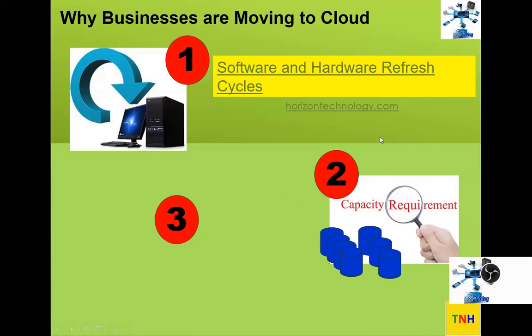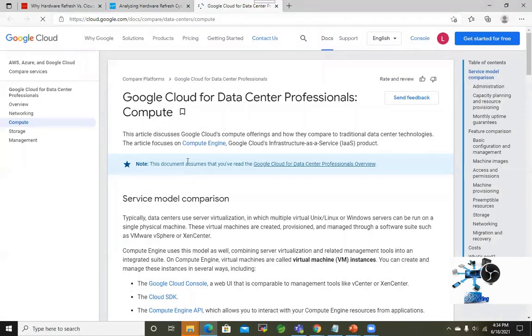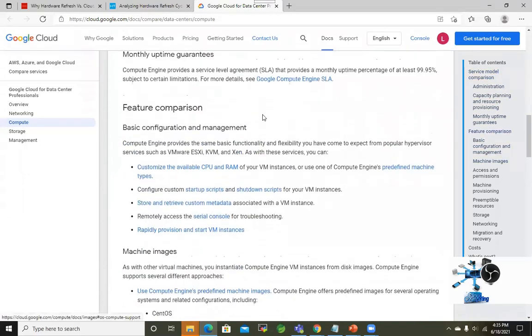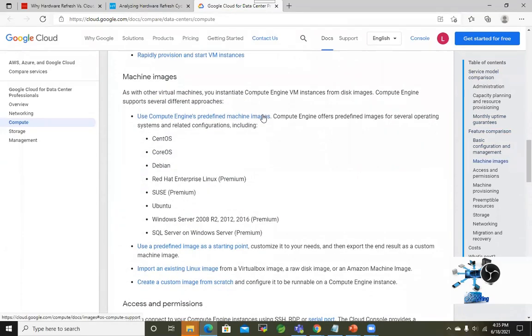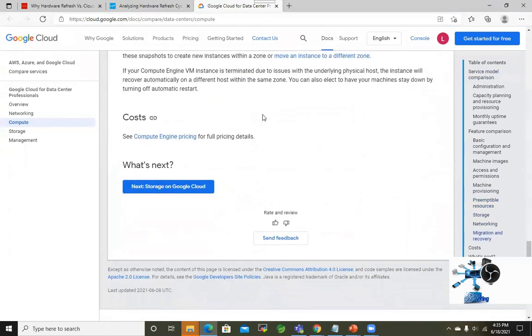So in cloud, the cloud service provider manages all those things for you. Again, I think you want a reference for this. I have given this one from Google: Google Cloud for Data Center Professionals. They give details about capacity planning in terms of resources, right? Machine images, access permissions, machine provisioning, storage, and likewise.